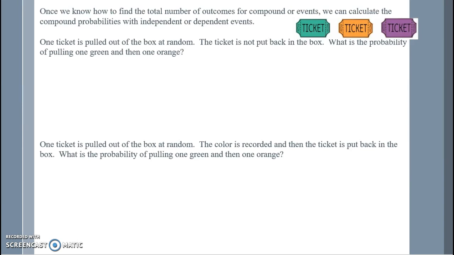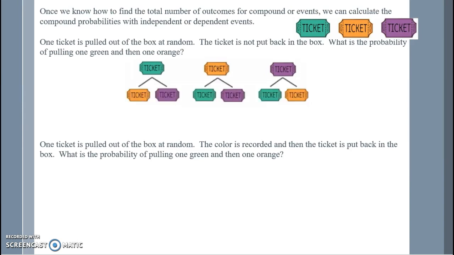So this would be considered a dependent event because one is affected by the other. So we have these three tickets and we're not putting it back in the box. So if I pull a green, my only options then are orange or purple. If I pull the orange, my only options are green and purple. And if I pull a purple, my only options are green or orange.